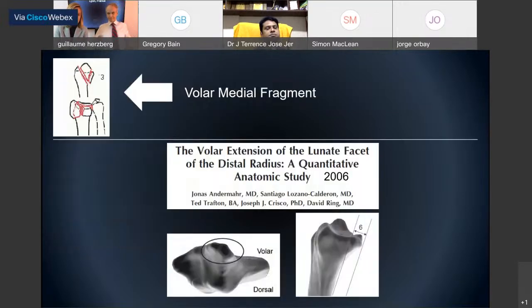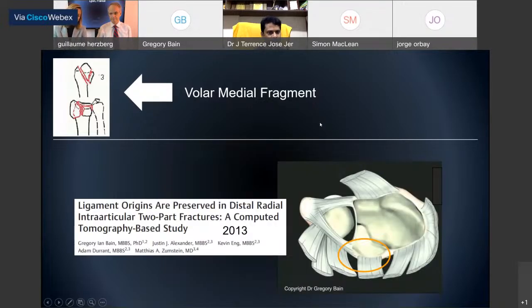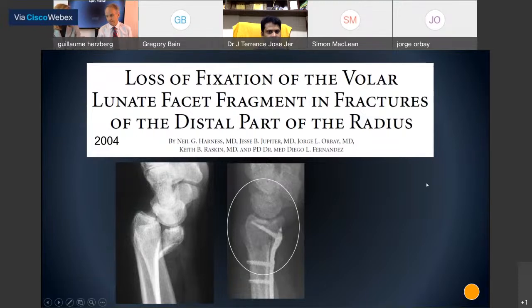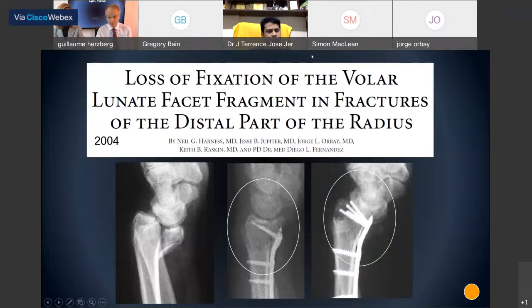Why, Mario? Because we know that this volar medial facet is important to maintain, as showed previously, the stability of the radiocarpal joint. And as beautifully mentioned by Dr. Bain previously today and in our ITRUS meeting a few days ago, it's a big area of interest because there is some insertion of the major extrinsic ligament, like the short radiolunate ligament. So we have to not only reduce, but have a strong and stable fixation of this volar medial fragment. And again, as previously mentioned, if you don't pay attention to that, you can get catastrophic follow-ups, like here or here.